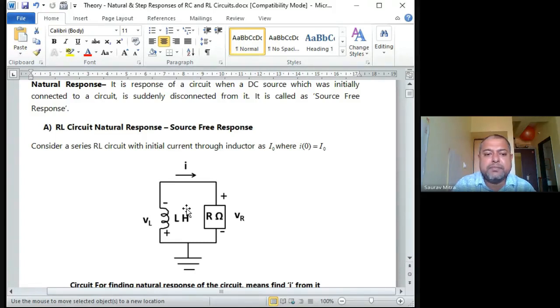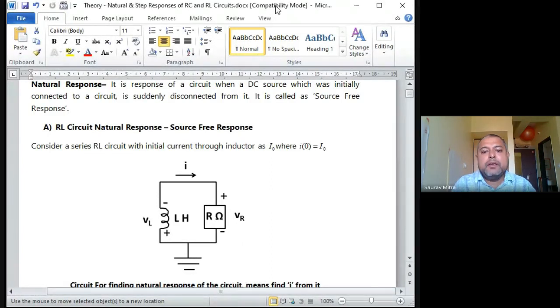What is meant by natural response and what is the circuit? Anybody, can you just say yes, or should I explain it again? Can anybody confirm? If not, I'll explain it again.